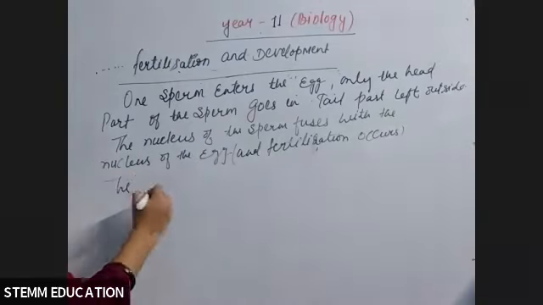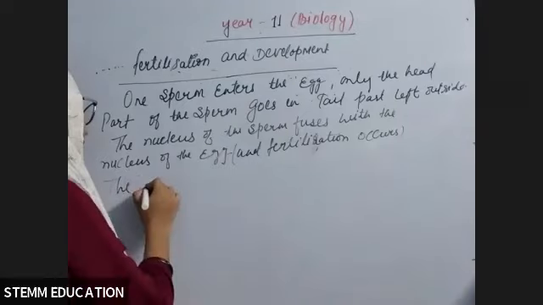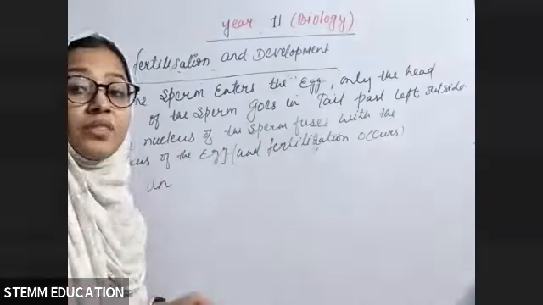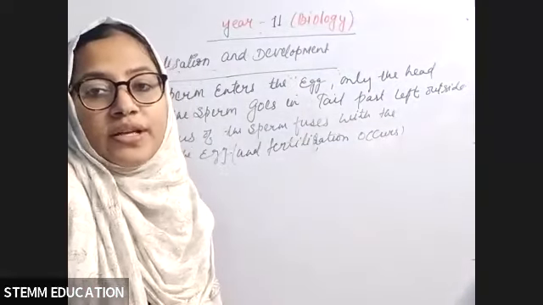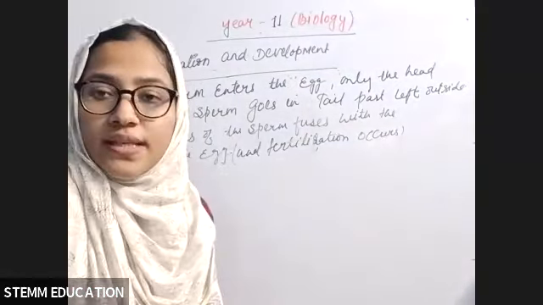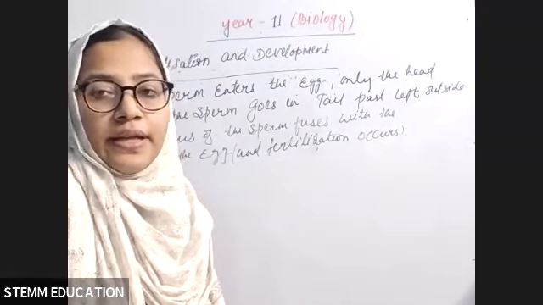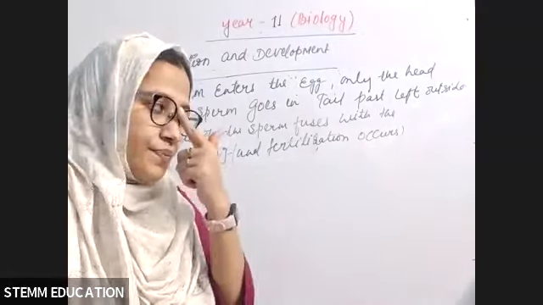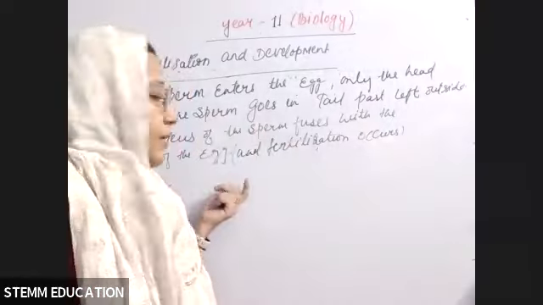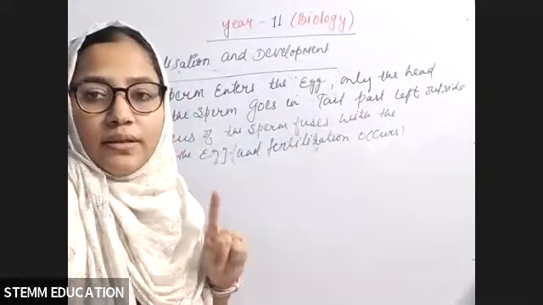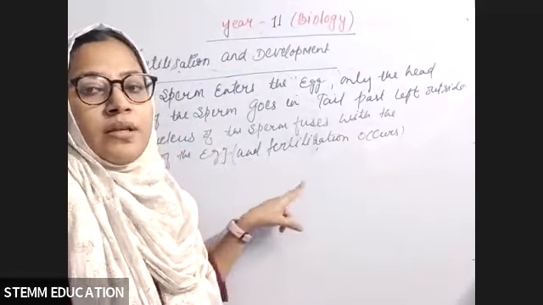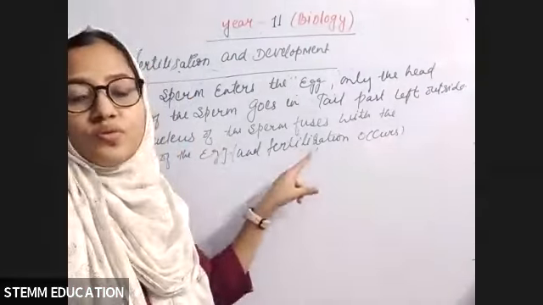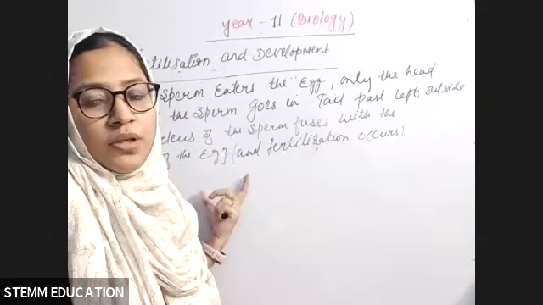And here the unsuccessful sperm will die. Millions of sperm are released by the male reproductive system, but not all of them reach the egg. Only one sperm is successful in reaching and fusing with the egg, and the unsuccessful sperm will die.